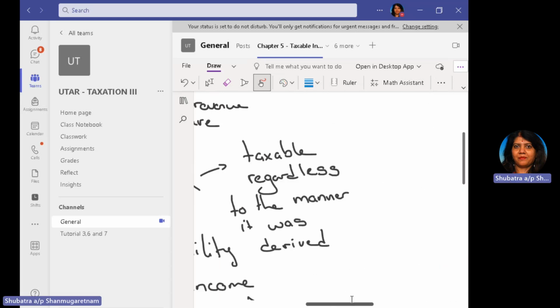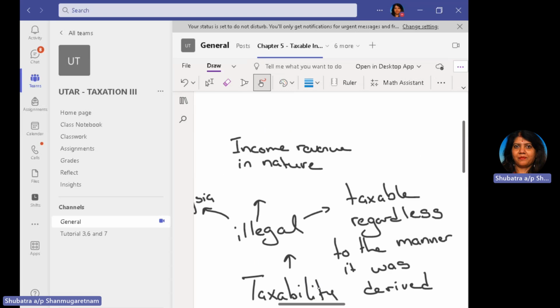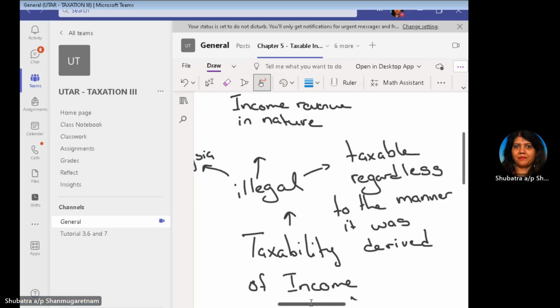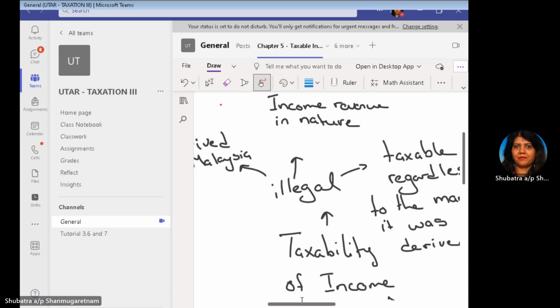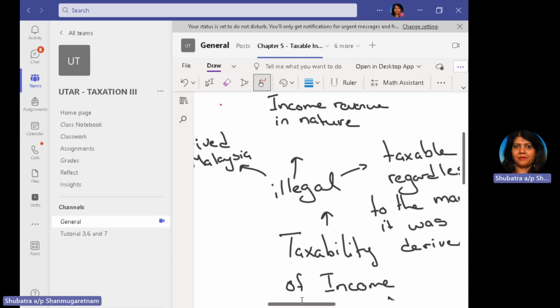Okay, time's up. All right, let's look at taxability of income. Now, we said that income, as long as it falls under any of the cases in section 4, whether it's business, employment, dividend, 4A, 4B, 4C, 4D, 4E, and 4F, it becomes taxable.